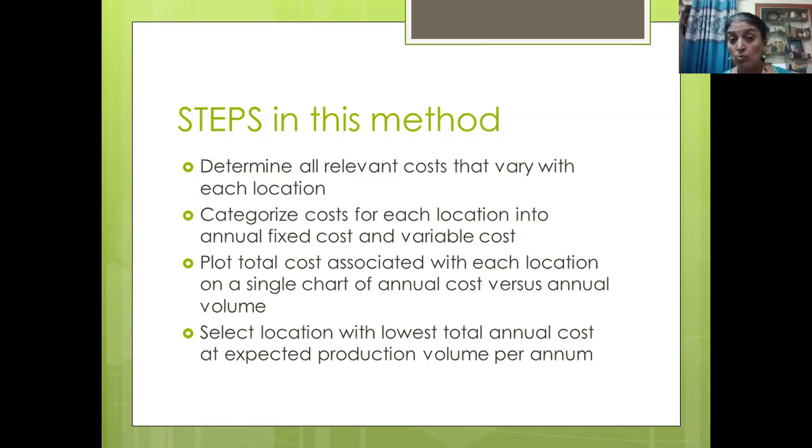What is the annual volume? What is the annual cost? Here cost means it includes both fixed and variable cost. Then select the location with the lowest total annual cost at the expected production volume per annum. That is our job that we have to do.